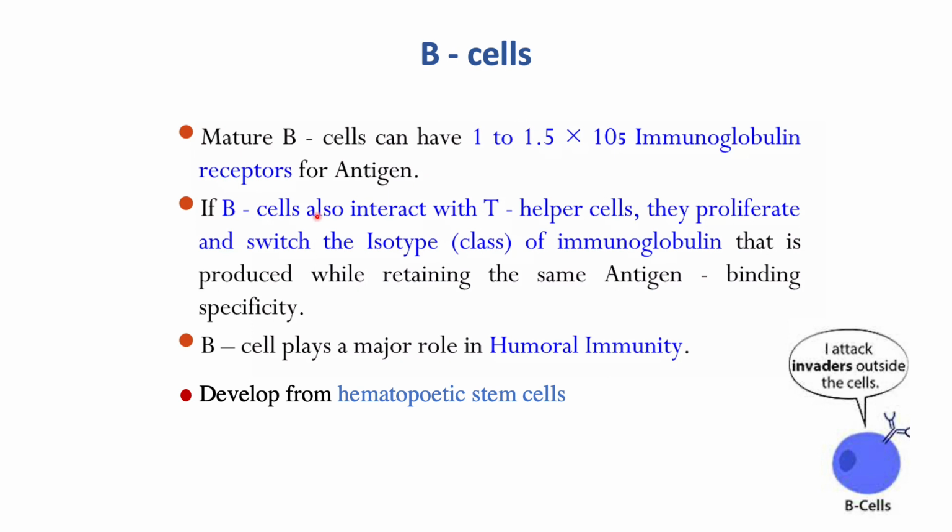The mature B cells can have 1 to 1.5 x 10^5 immunoglobulin receptors for the antigen. The B cells also interact with T helper cells, and then they proliferate and switch the isotype, that is, they switch the class of immunoglobulin that is produced while retaining the same antigen specificity, and this determines the binding specificity to the antigen. The B cells develop from hematopoietic stem cells and they attack invaders that are outside the cells, that is, any foreign antigens.